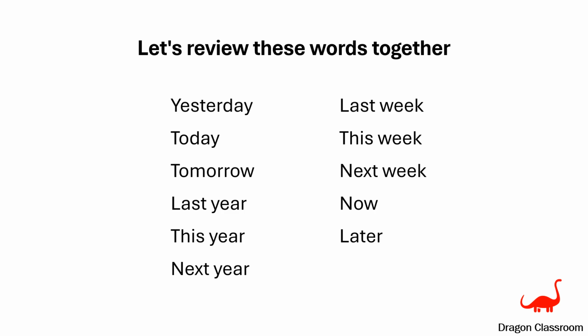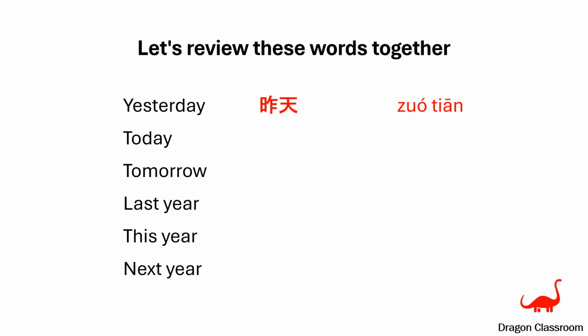Let us review them together. Yesterday is 昨天. One more time. Yesterday is 昨天. Today is 今天. Today is 今天. Tomorrow is 明天.